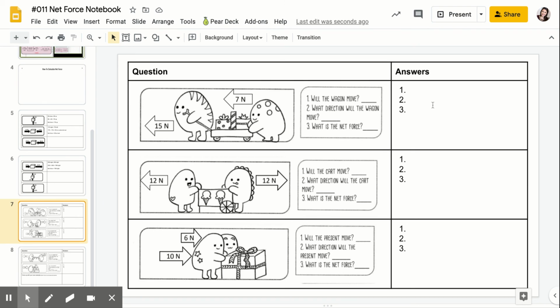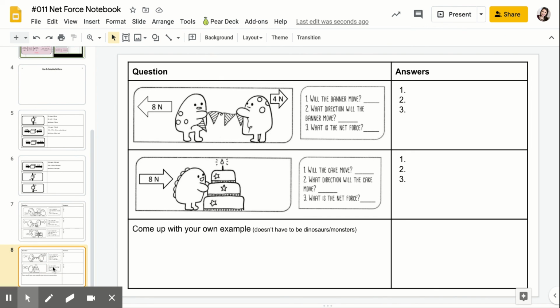And then here, you're just going to answer the questions. Will the wagon move? So yes or no. What direction will the wagon move? And what is the net force? So you can answer all those questions. And then on the last one down here, you're going to come up with your own example. So you can find a picture, or you can write a little story or whatever, and then just let us know the direction it's moving, what is the net force.